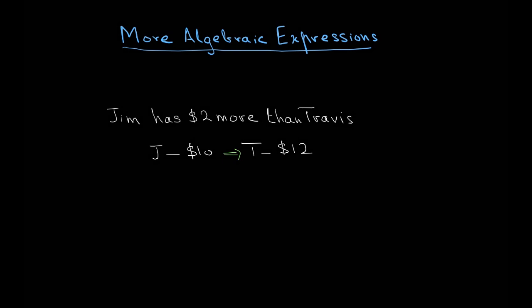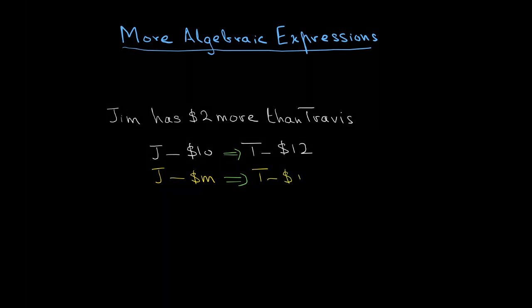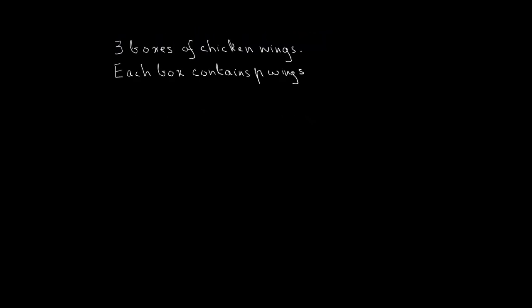And if Jim has M dollars, let's imagine Jim has M dollars, then that should imply that Travis has $2 more. So if we want Travis to have two more dollars, that means he should have how many dollars? M plus 2, because that's the relation. So we must have M plus 2 dollars here, right? Very simple. Let's try another little problem.